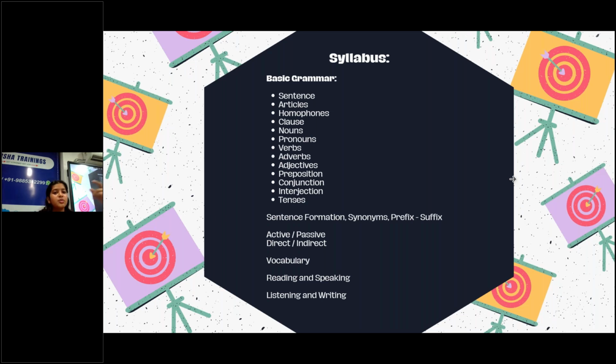So basically in the syllabus we'll cover phonetics. I didn't write phonetics because it's a very simple topic. Phonetics, that is how letters sound.